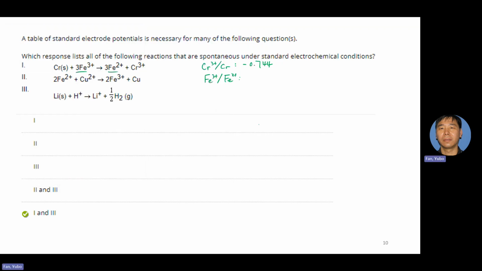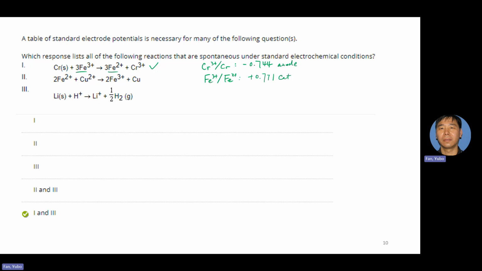Okay, so iron 2 to iron 3 is very positive, so it's a strong oxidant. Okay, 771. So for this one, iron 3 to iron 2 is positive, right? So it's reduced. Chromium to chromium 3, it's oxidized. Iron 3 to iron 2 is reduced. So this should work because this is the cathode, this is the anode, which is correct.